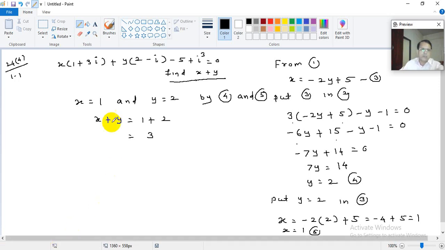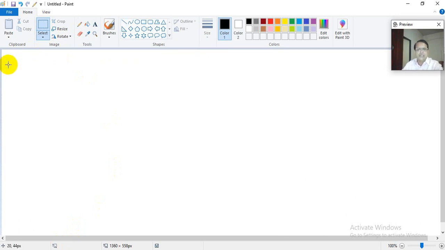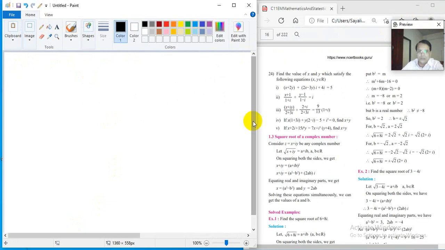So this was that problem to calculate x + y, and all this, again I told you, depends on equality of two complex numbers. Nothing else is needed here, no other knowledge is needed. So I hope we have solved many problems from this exercise 1.1.